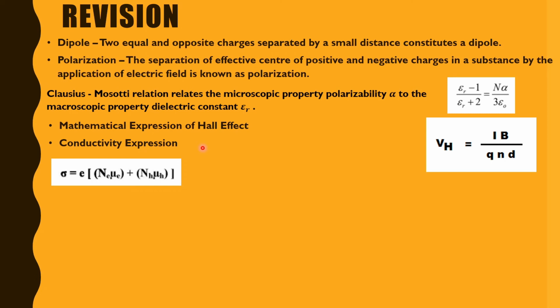Now the last is the conductivity expression. We derived the conductivity expression with the help of the formula I is equal to N E A vD, meaning the current has a relationship with drift velocity. The expression is sigma is equal to e (Ne mu e plus Nh mu h), where Ne is the number of electrons, mu e is the mobility of the electrons, Nh is the number of holes, mu h is the mobility of the holes, and e is the charge of the electron.